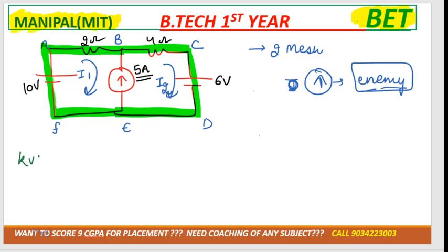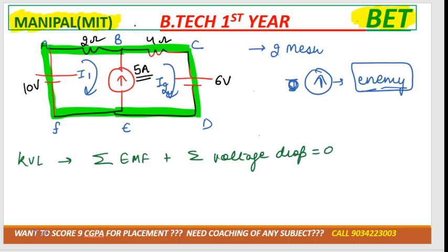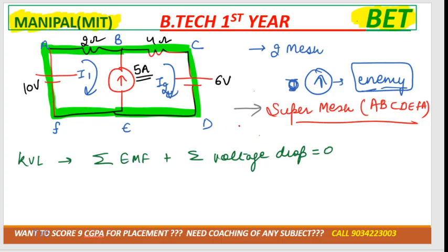KVL states that the algebraic sum of all the EMF plus the algebraic sum of all the voltage drops is equal to 0. That's why we don't apply Kirchhoff's voltage law across the current source. We have to avoid the path where the current source is present. Technically, in technical language, this is called the super mesh. What is the super mesh? That is A, B, C, D, F, A. That is the super mesh.